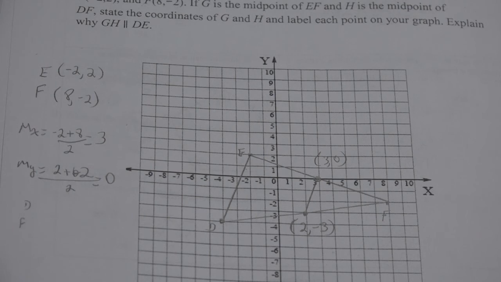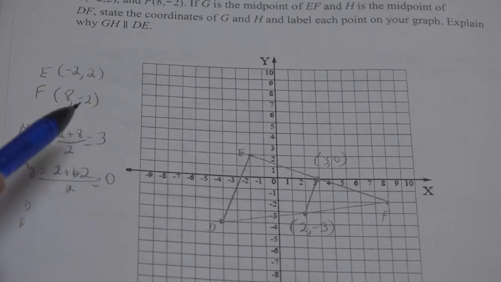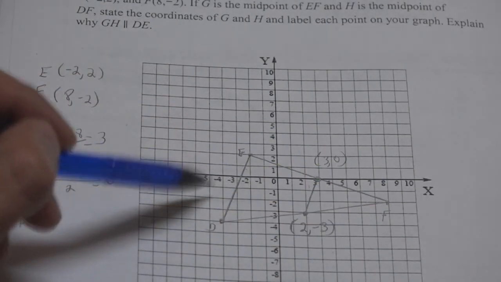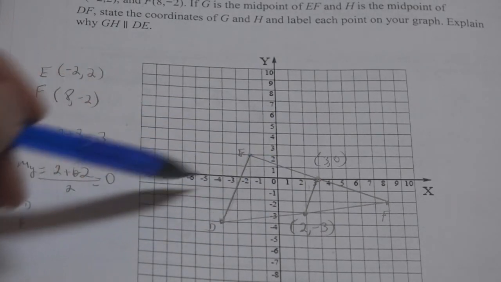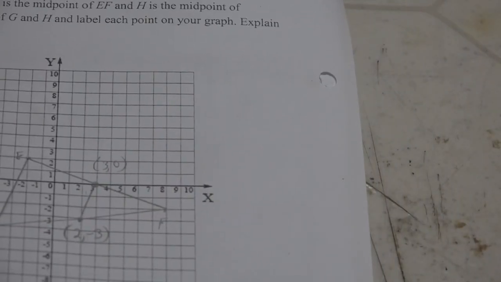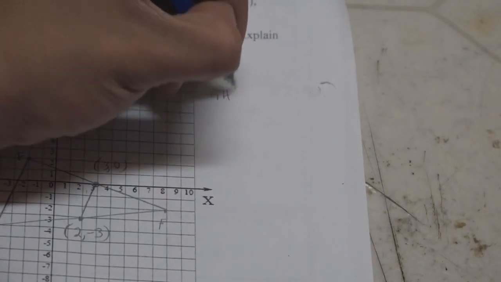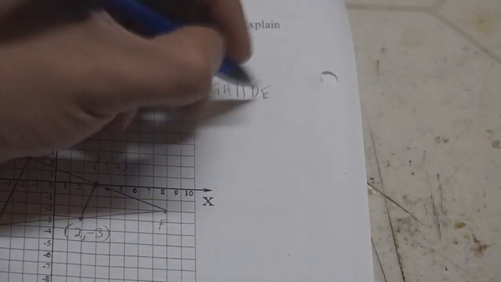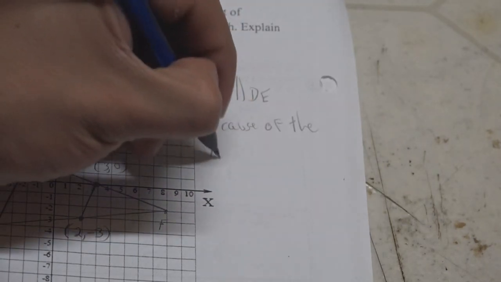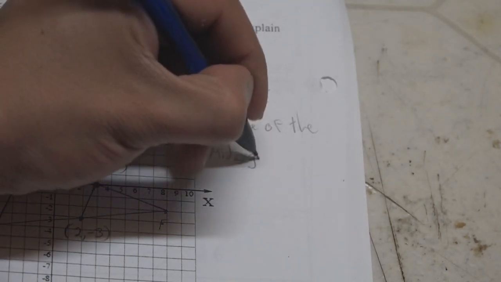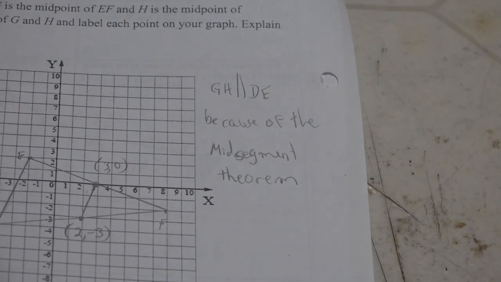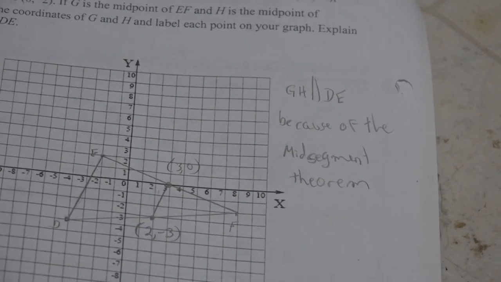All right then. Now it also says explain why GH is parallel to DE. Well, since this segment is connecting the midpoints of the sides of the triangle, then it's parallel to this other side. Therefore, you could say, let us write it over here, that GH is parallel to DE because of the mid segment theorem. As simple as that. Mid segment theorem. All right?